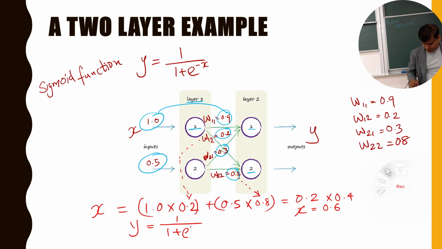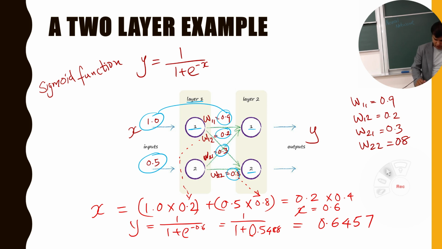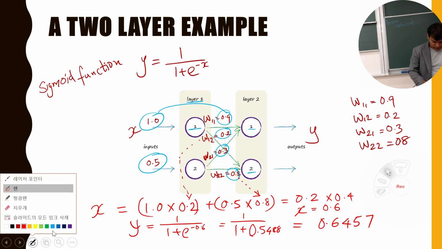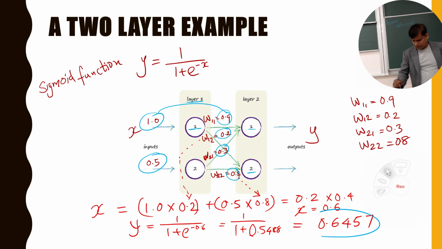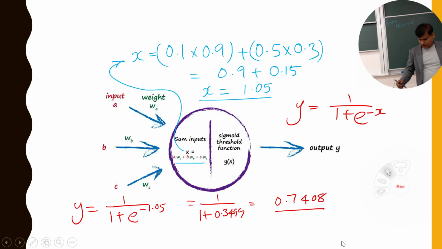E power minus 0.6. What values do you get? 1 by 1 plus 0.5488, and your value is 0.6457. Okay, so you got the y value to be this one. So you got those two values as the output, right? This is the second output and this is your first output.